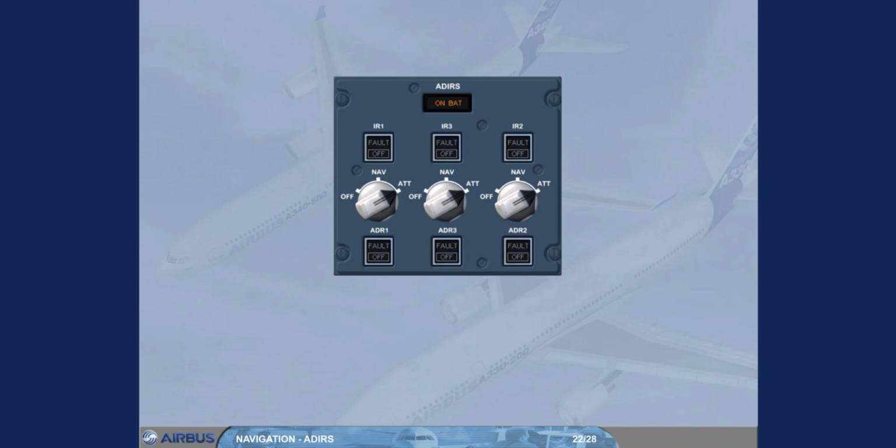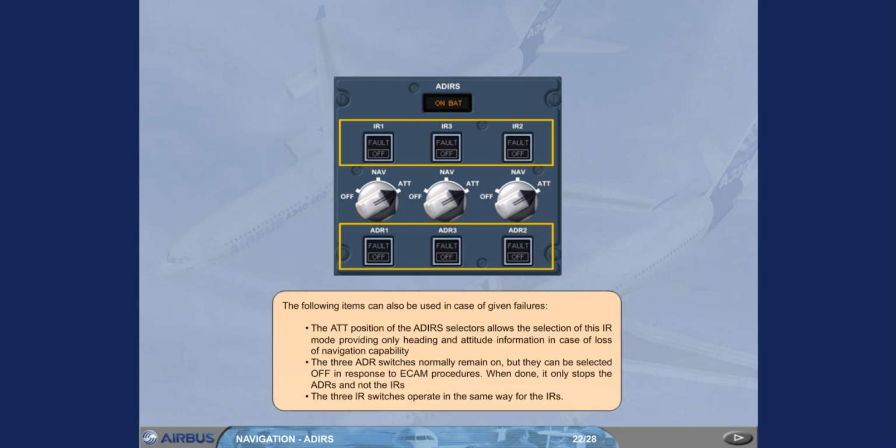In case of loss of navigation capability, the 3 ADR switches normally remain on, but they can be selected off in response to ECAM procedures. When done, it only stops the ADRs, not the IRs. The 3 IR switches operate in the same way for the IRs.